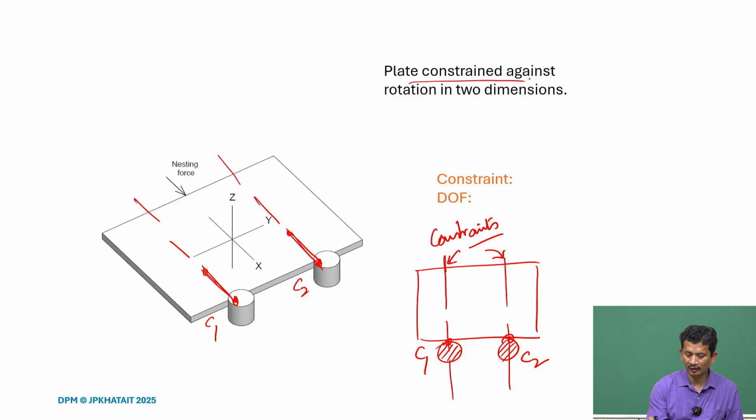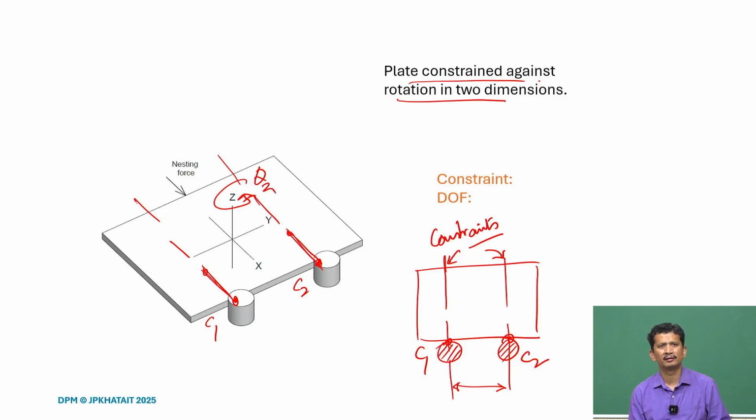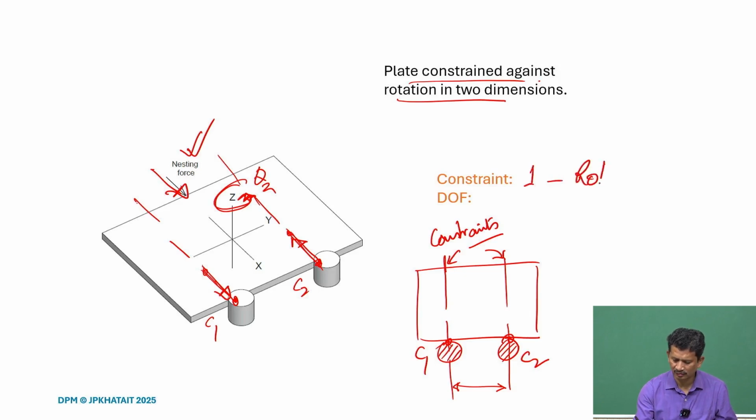If there are two constraints which are parallel, and if there is an offset between the two, you realize that it actually provides the rotational constraint theta z. Because if you try to rotate along the z direction, suppose I apply a rotational moment, it will try to press here and lose contact there. If we make sure that the contacts are always there, with enough nesting force, as we were talking about in the beginning, it should not rotate. So the constraint here is the rotational constraint, which is theta z. That rotation will not be there.